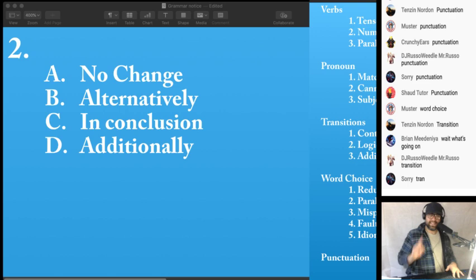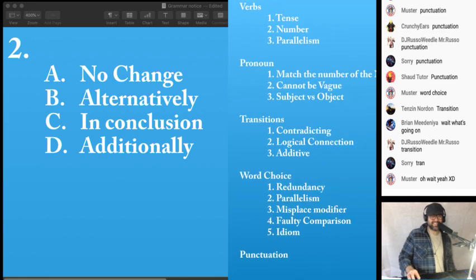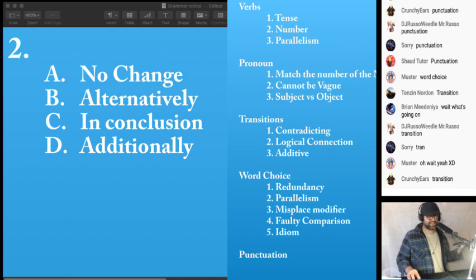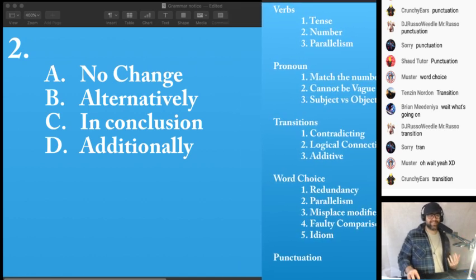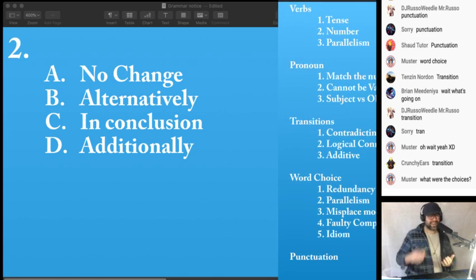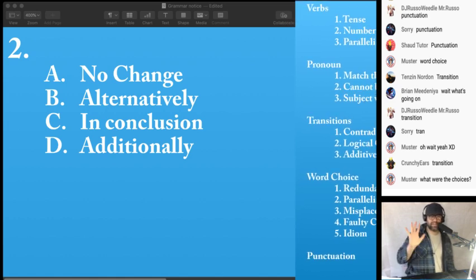Yep, exactly. So if you know that you're dealing with a transition problem, because this is a transition problem, all you need to check is contradicting, logical, or additive, and then you're done. That's all you have to look for. You only get like 40 seconds a question, so you gotta be on it. What were the choices? The choices are verb, pronoun, transition, word choice, or punctuation. There's 5 choices for each one. So let's keep going. Next one.